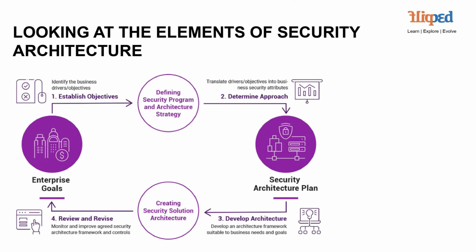This involves planning the specifics of the security architecture that will align with the strategy. Right side, security architecture plan, develop architecture, down left arrow, continuing downward on the right side. A downward left arrow represents the process of developing the security architecture. This step involves creating a detailed security solution architecture that encompasses various components and technologies to address the identified security needs. Review and revise, left up arrow.